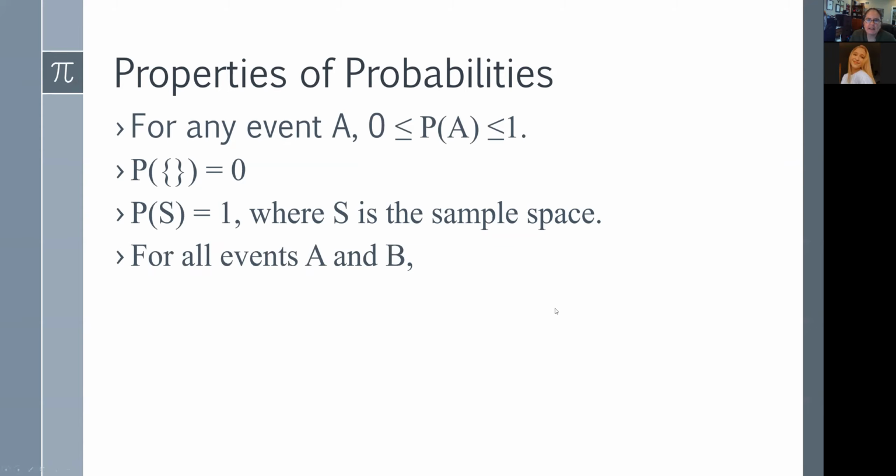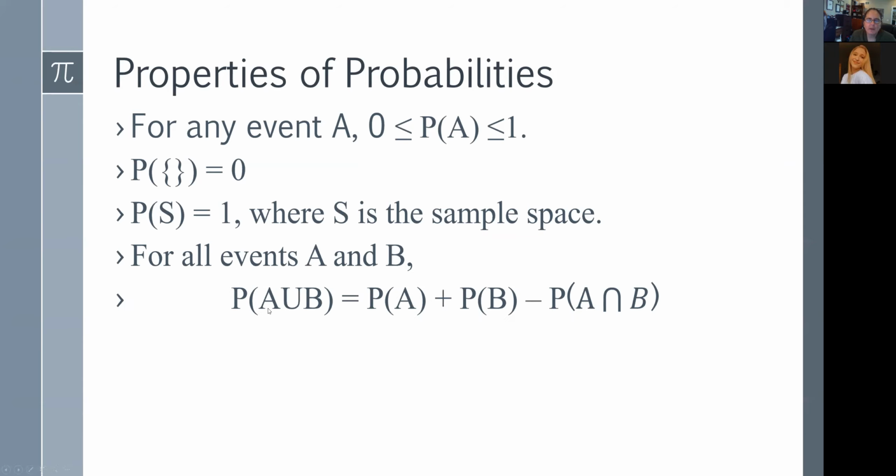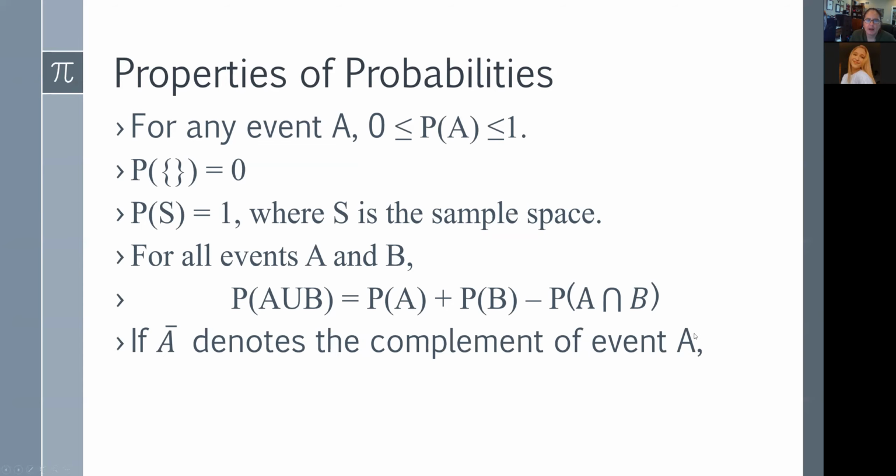For all events A and B, the probability of A union B is equal to the probability of A plus the probability of B minus the probability of their intersection. And we saw that in problem number 18. And if A bar denotes the complement of event A, then the probability of A bar will be 1 minus the probability of event A.